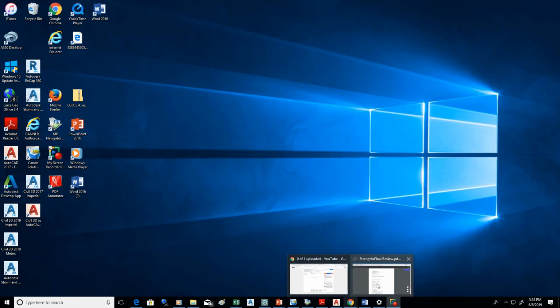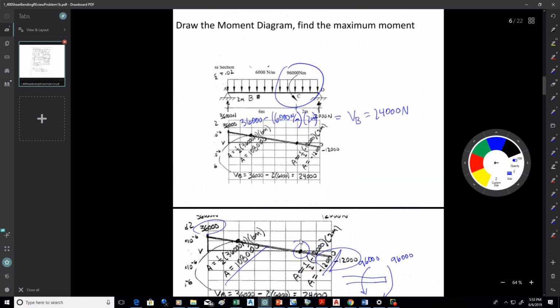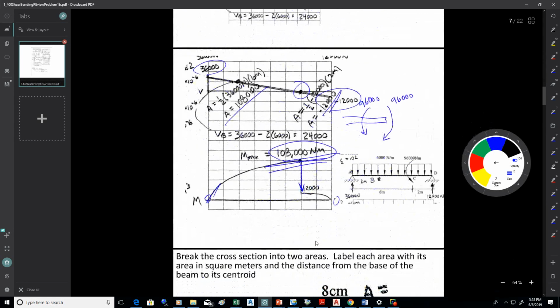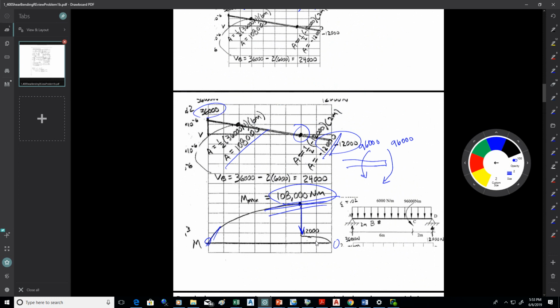All right, let's carry on with this shear and bending stress example. So what we'd like to do next here would be to find the centroid of the beam cross-section. So why don't you go ahead and do that, and then we'll have a look.